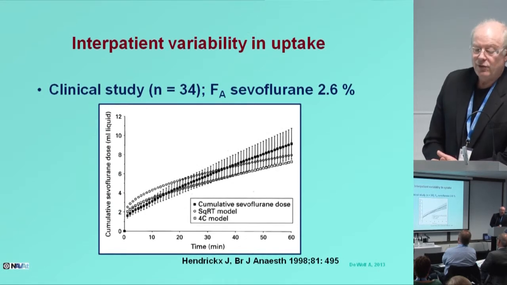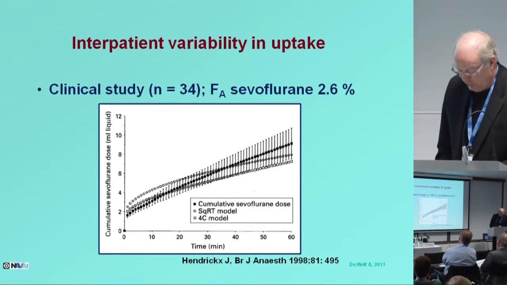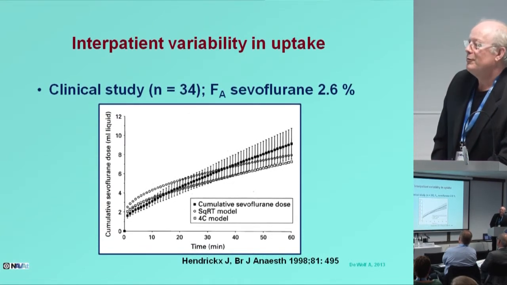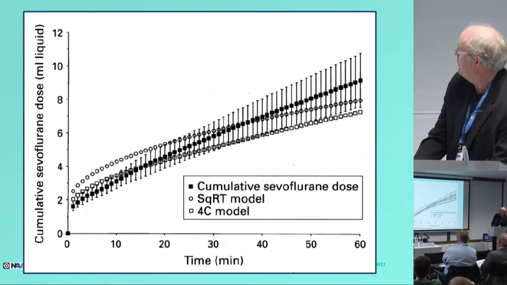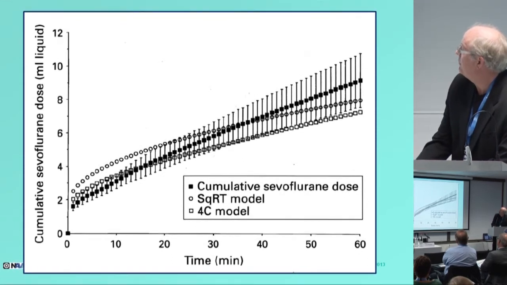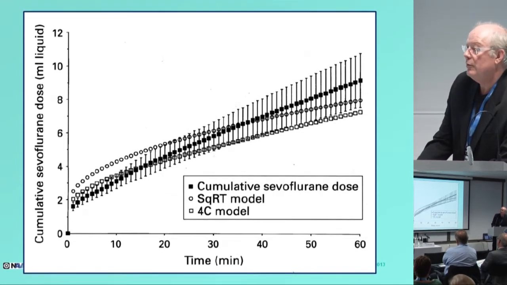We know that there is significant interpatient variability in uptake, and we have shown that in a study that was published more than 10 years ago now. In this study, we looked at the uptake of sevoflurane, and you just have to look at the black squares here, and you see that uptake gradually increases over time. Cumulative dose gradually increases, but the uptake rate actually lowers a little bit over time. But we see that there is a significant standard deviation. So we know that there is variability in uptake from patient to patient.